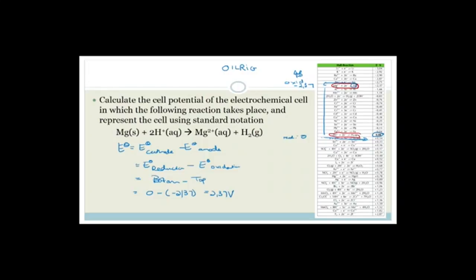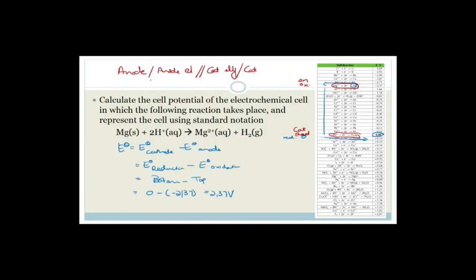Now they want us to represent the cell using standard notation. Okay, so remember the standard notation goes what? It goes anode, anode electrolyte, salt bridge, cathode electrolyte, cathode. Okay, so the anode in this case, remember, is where oxidation occurs. So this is the oxidation reaction, this is the reduction half reaction. So this is the anode and this is the cathode.